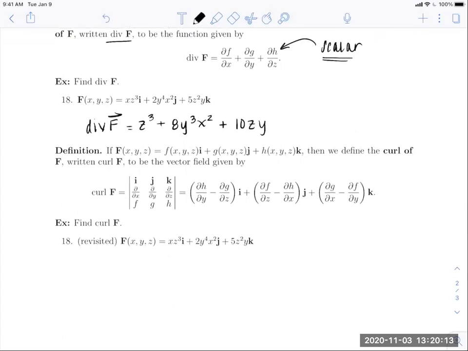Similar to divergence, we can also define the curl of a vector valued function. So here f is always bolded because that means it's a vector valued function. And the curl is the determinant of the 3 by 3 matrix composed of the unit vectors i, j, k, the partials with respect to x, y, and z, and then those three component functions f, g, and h.